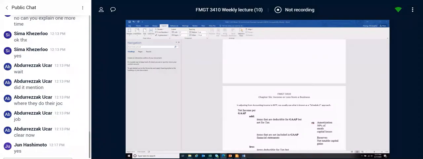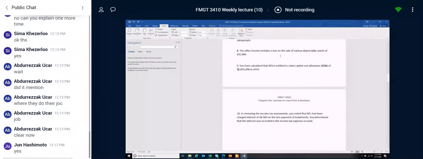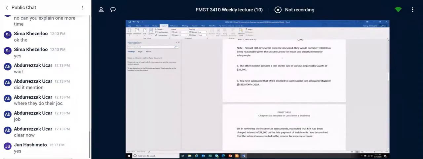I'll keep going then. Number 9, CCA. You calculated that 5.835 million of CCA can be deducted in 2019. Well, we taught you in chapter 5, CCA is 20(1)(a). Therefore, you would say accounting is 0. Tax says 5.835 million can be deducted pursuant to 20(1)(a). You're going to have a 5.835 million deduction.